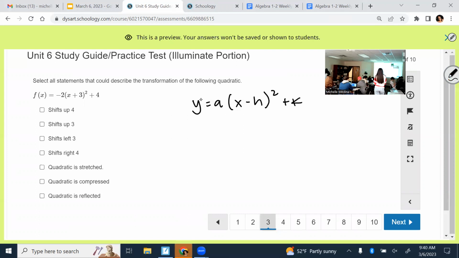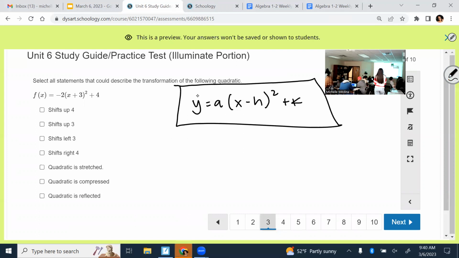So this, I'm making the decision now. I will provide you this part. I won't tell you anything else tomorrow on the test. But any changes to the A would be either stretched, compressed, and or reflected. Let's start with the easier one. Do you know how to tell if it's reflected or not?